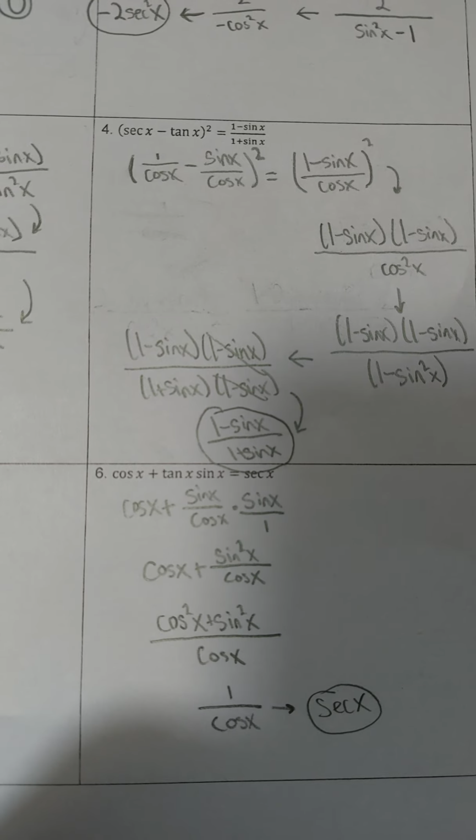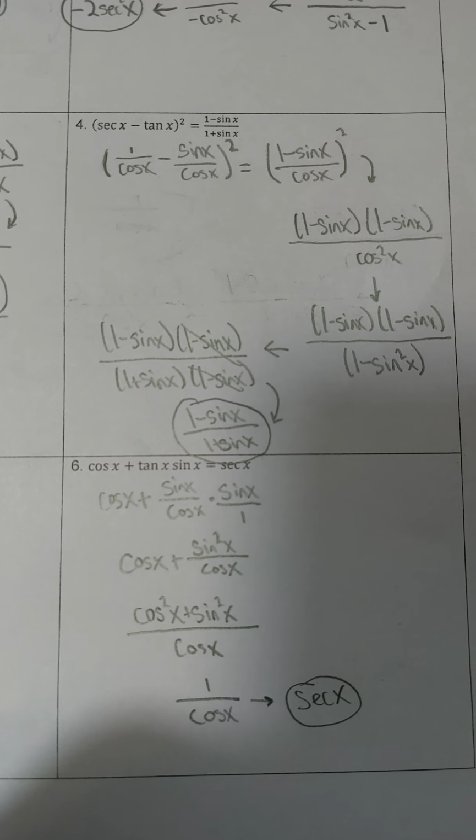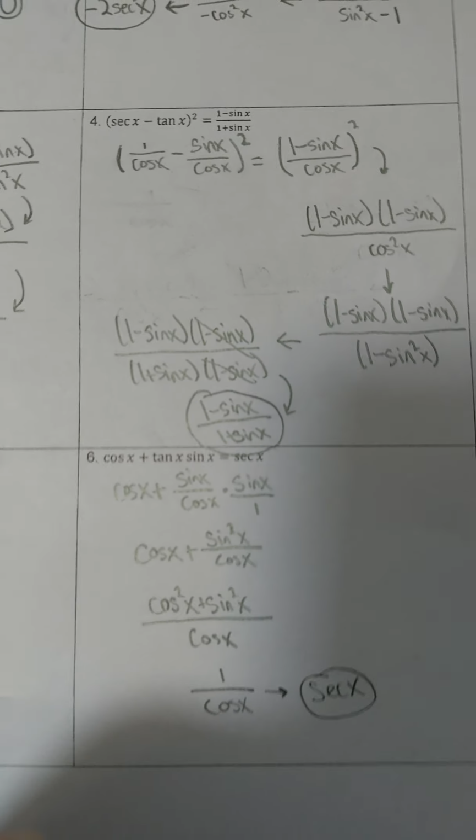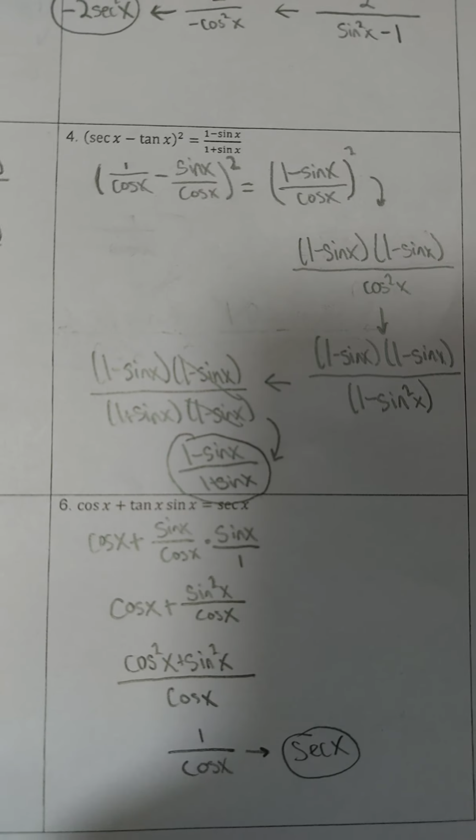All right. So it's secant x minus tan x, squared, equals 1 minus sine x all over 1 plus sine x. So here we have a single division, as you can see.